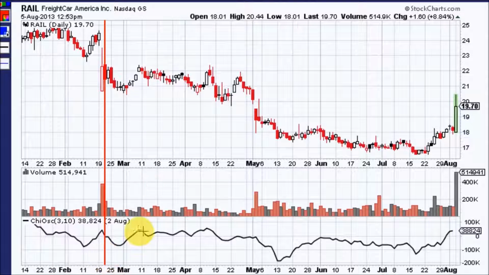Then it crosses back up through it as it tries to get a hold here. This is actually fairly bullish action because it's staying above the zero line, but right here is where it loses it. Okay, it drops below the zero line right here, and the stock does go down.